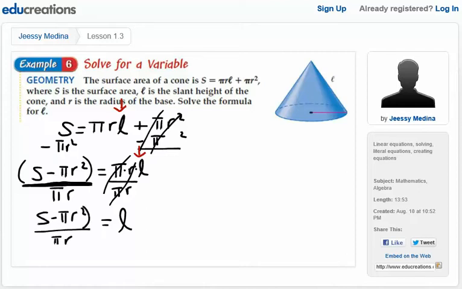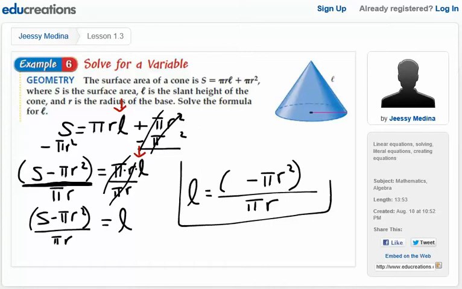pi r, right? If it's safer, do that. Or you can say L equals, and just kind of flip them, s minus pi r squared over pi r. That way you have the L on the left side, okay? And this would be the answer.